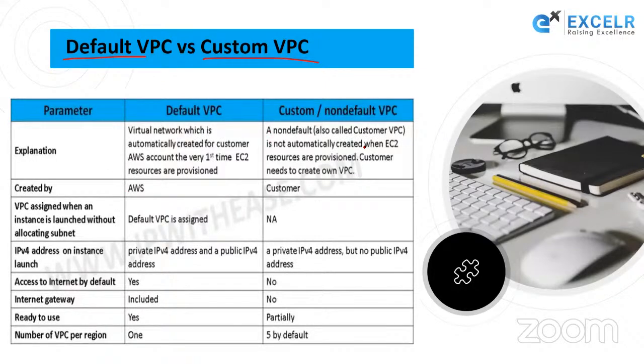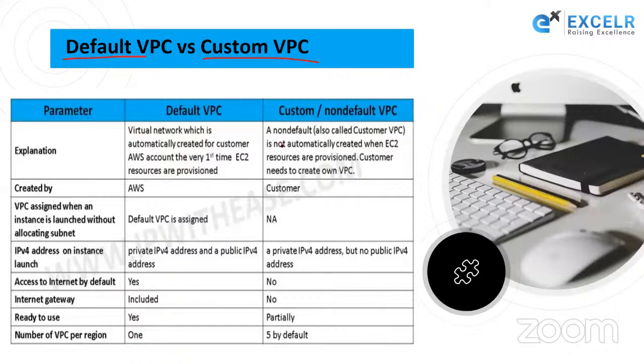But on the other hand, this custom VPC is the VPC which you as a customer are going to create. You will choose your own IP address and you need to configure all the details we have just seen, the components of our VPC. For example, we have to create an internet gateway. We have to create a NAT gateway. We have to create a routing for it, and so on. So that is the custom VPC for you.